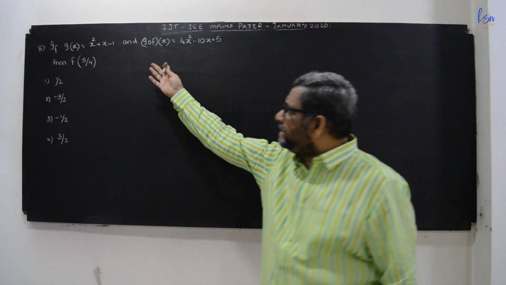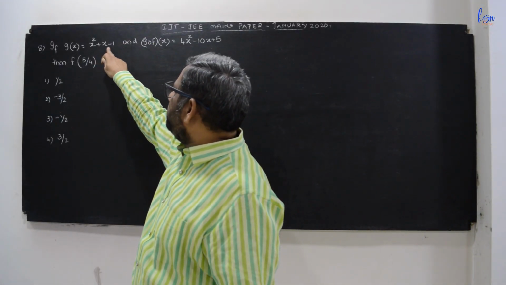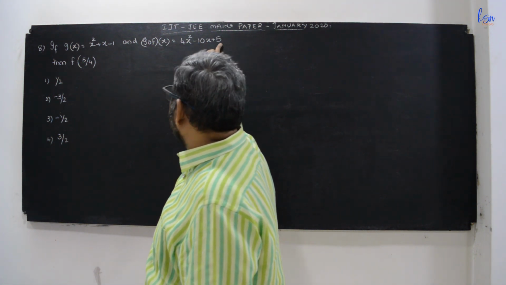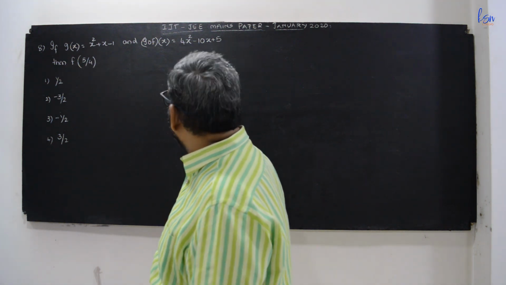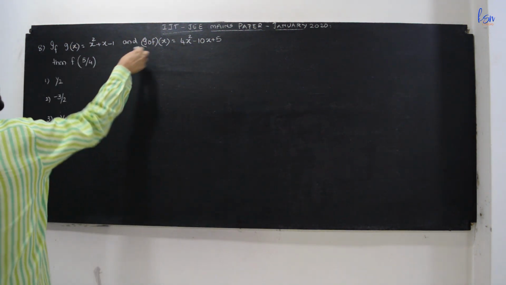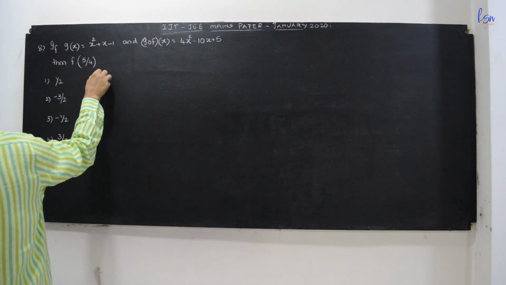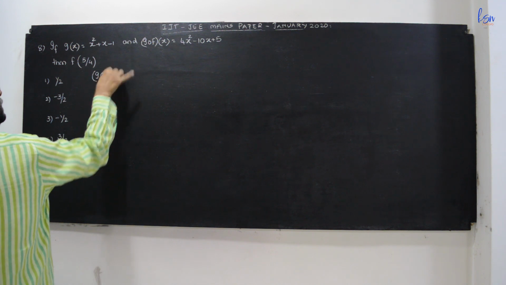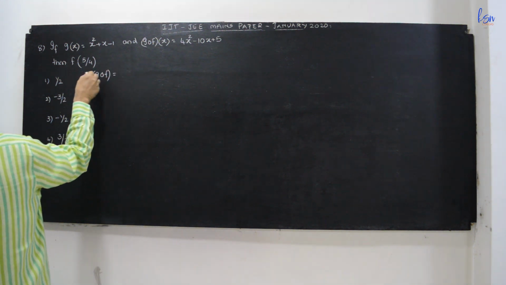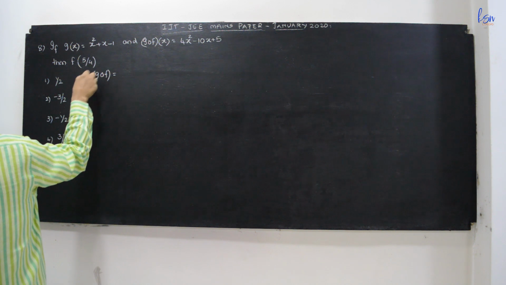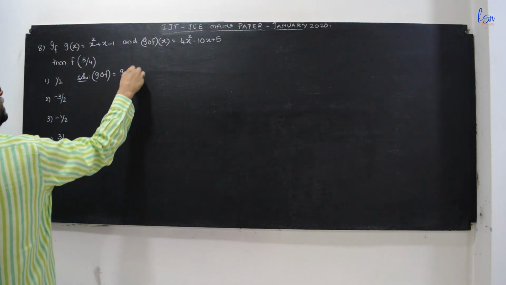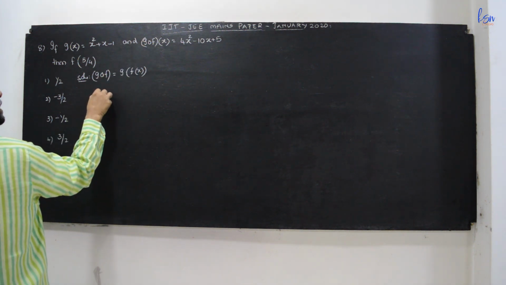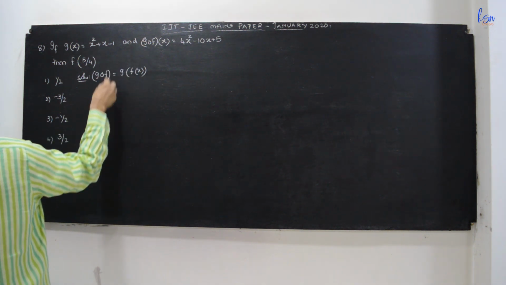The next problem: if g of x is equal to x square plus x minus 1 and g circle f of x equal to 4x square minus 10x plus 5, then f of 5 by 4 equals. Now g circle f of x is equal to g of f of x. Now g circle f of 5 by 4.